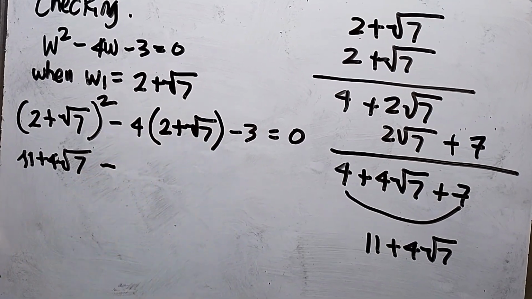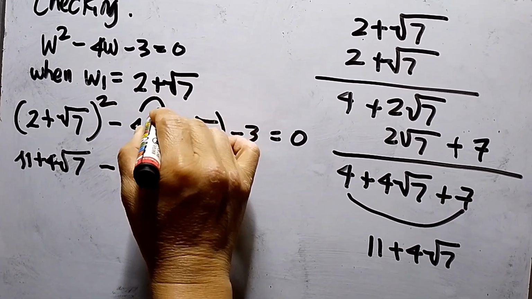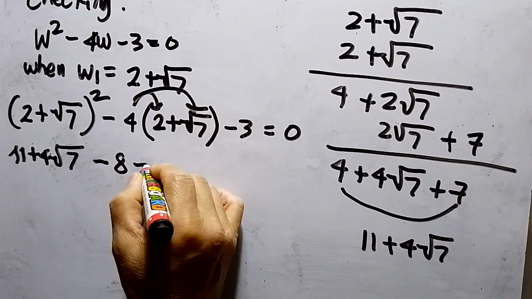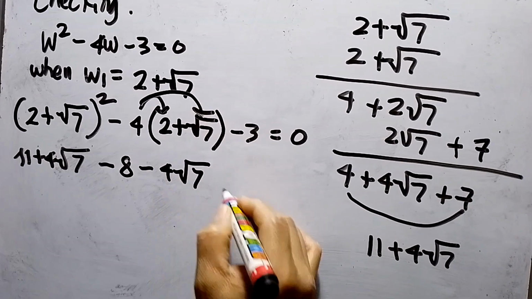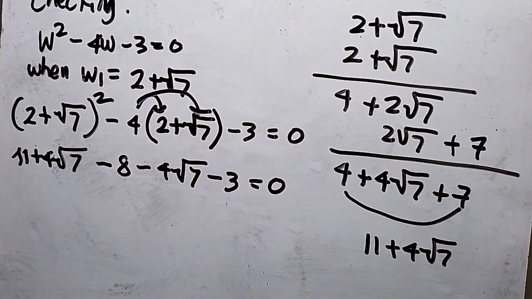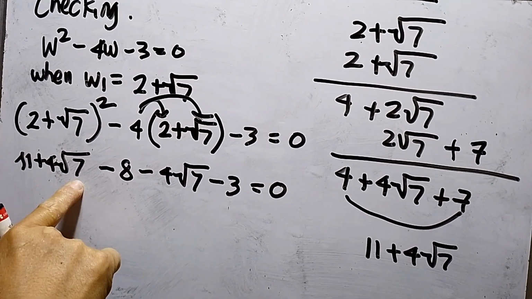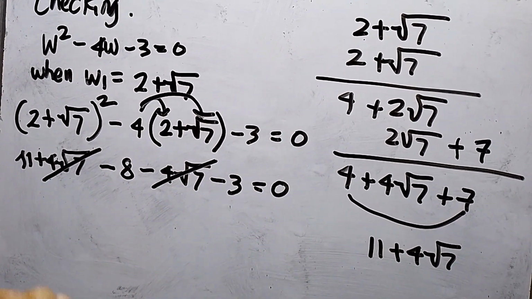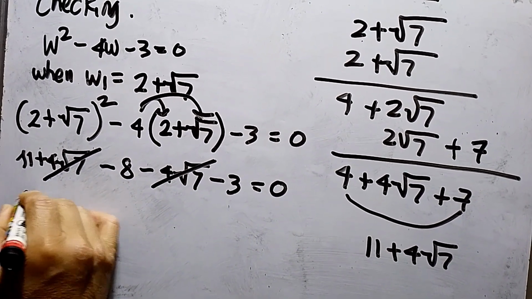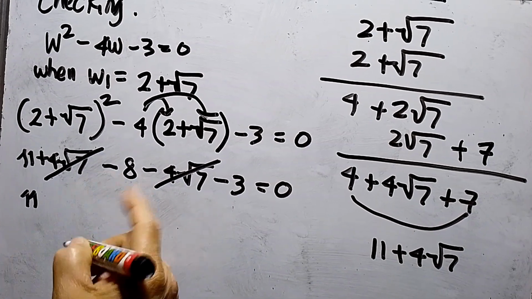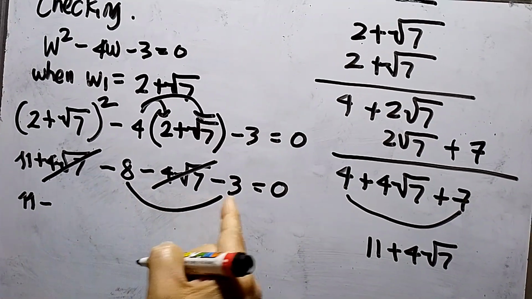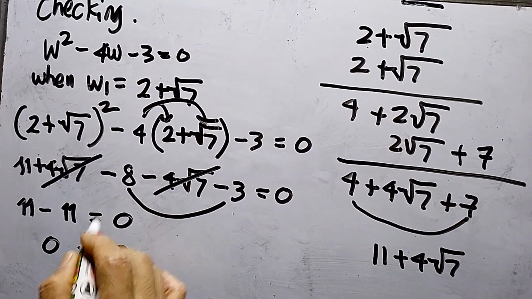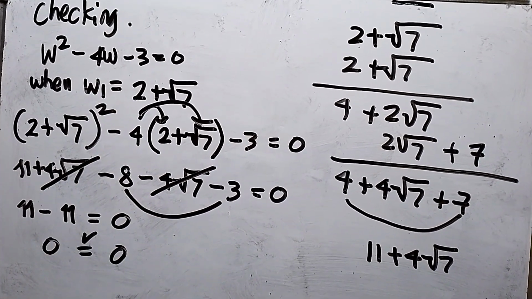And then minus. This will be distribute negative 4, so negative 8. Then this one, negative 4 square root of 7 minus 3 is equal to 0. Take note, positive 4 square root of 7, then the other is negative 4 square root of 7, so this will be crossed out. And then combine positive 11. This one, add this one, this will be 8 plus 3 is 11. And this will be equal to 0. So therefore, 0 is equal to 0. So therefore, my w1 is correct. Let's proceed to w2.